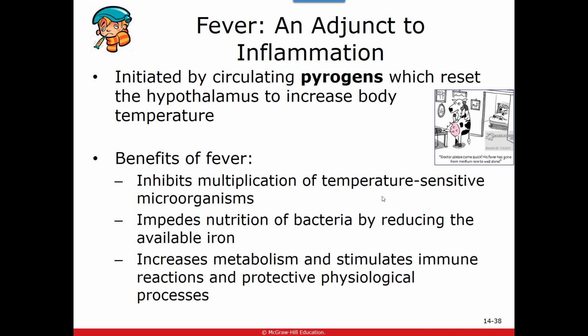It can impede the nutrition of bacteria. A fever can reduce the available iron. And bacteria, for them to reproduce, especially at their maximum number, they do need iron. Well, fever can reduce iron available to them. So again, they're not going to be able to reproduce as well. It can also increase metabolism. It can speed up chemical processes in the body. It can stimulate immune system reactions and other protective processes.